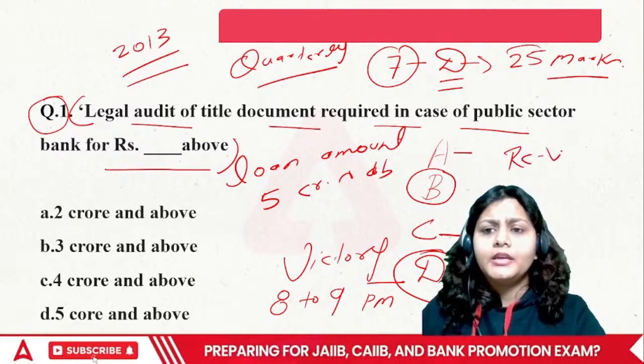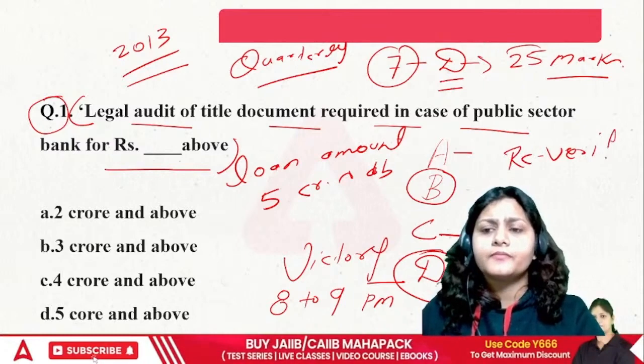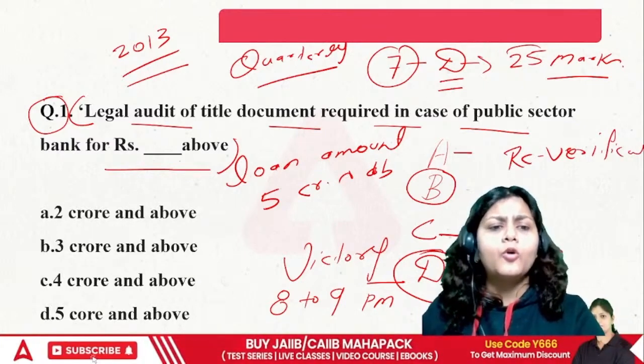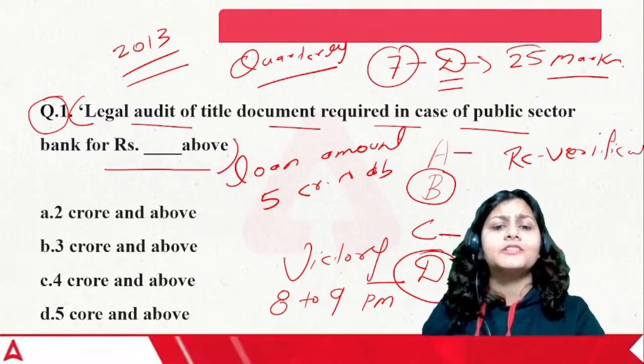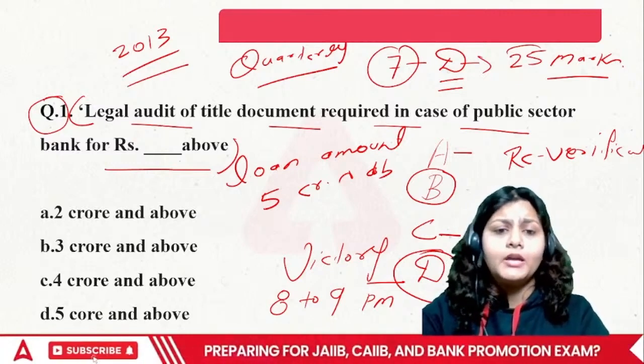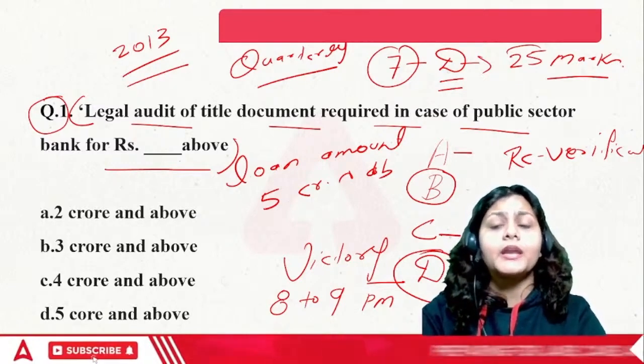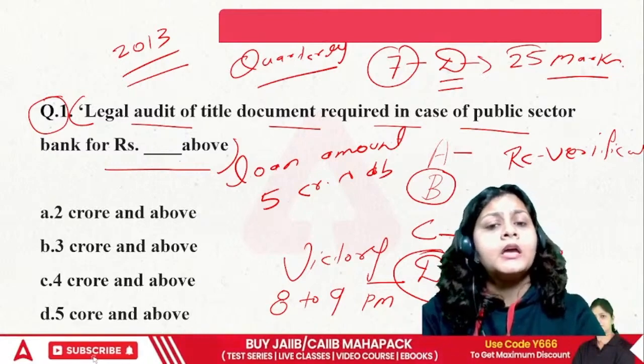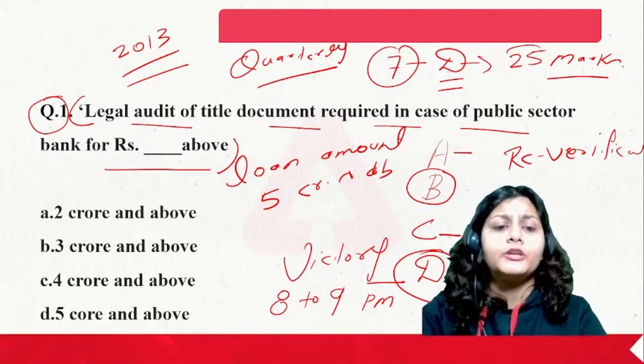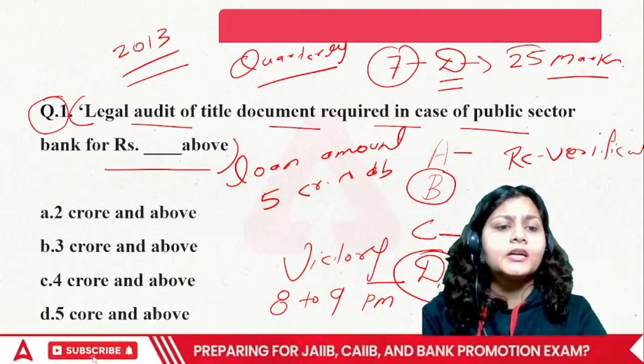That is re-verification of all the title deeds of loan amounts which are 5 crore and above. This exercise will be a regular exercise on a quarterly basis till the loan is fully repaid, right? So this is the condition.